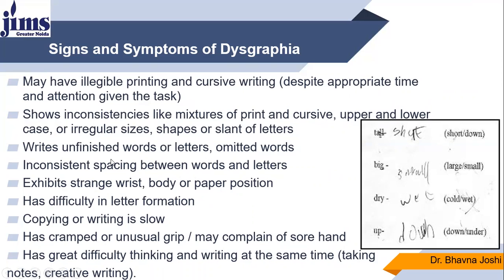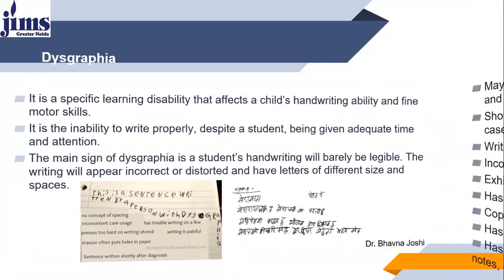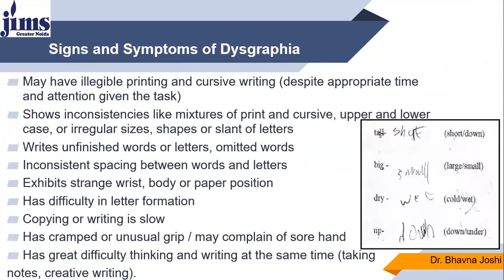Then the child writes unfinished words, letters are omitted, and words are omitted from sentences. Inconsistent spacing between the words is there, as you can see in this picture also. And they exhibit strange wrist, body, and paper position, because basically they are having a problem with the motor skills, fine motor skills. So that is the problem with dysgraphia students.